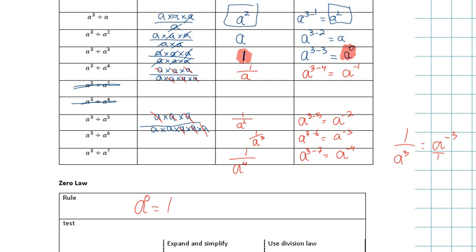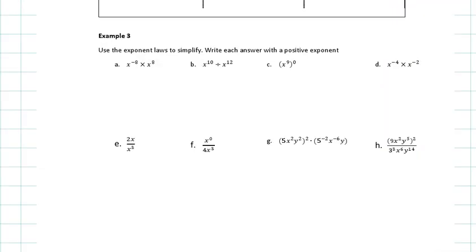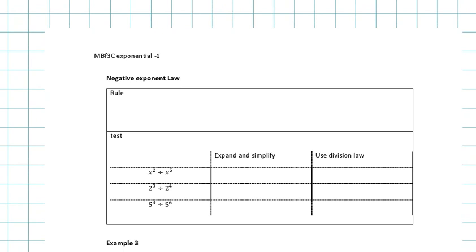Okay. Now, the other rule that we are going to write is, if you have a negative exponent, you're going to flip the base and make the exponent positive. That's on the other page, on the next page.